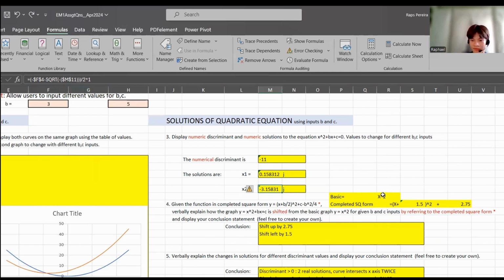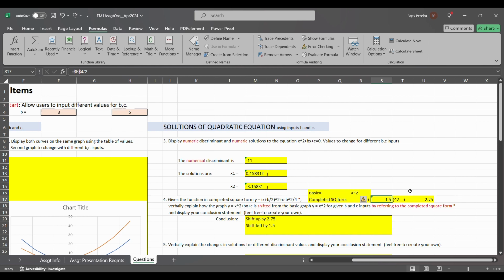For question 4, this has to do with the input and output shift. So to obtain the completed square form, first it's x plus b, but you need to divide b by 2. So 3 divided by 2 will give us 1.5 over here. And then we add c, which is 5, minus b divided by 2 squared. And that should get us, from this formula here, 2.75. So our completed square form should be x plus 1.5, squaring the whole thing, plus 2.75.